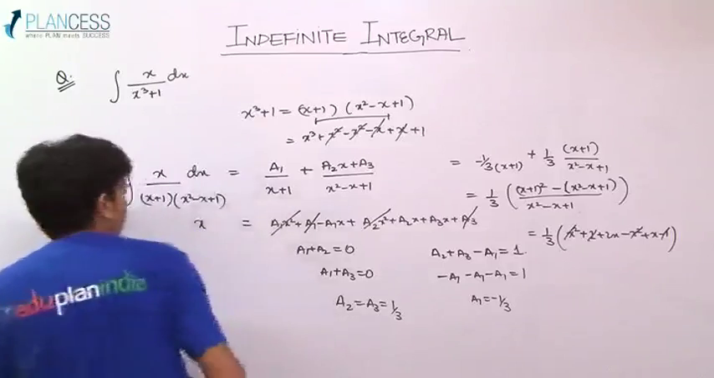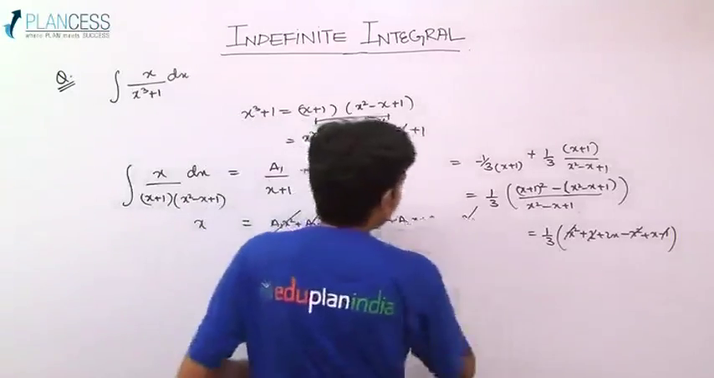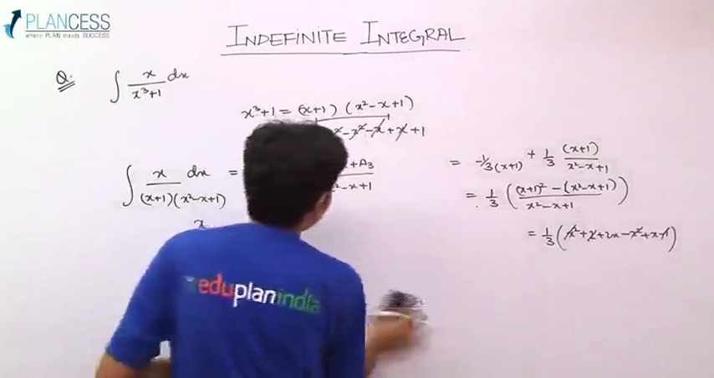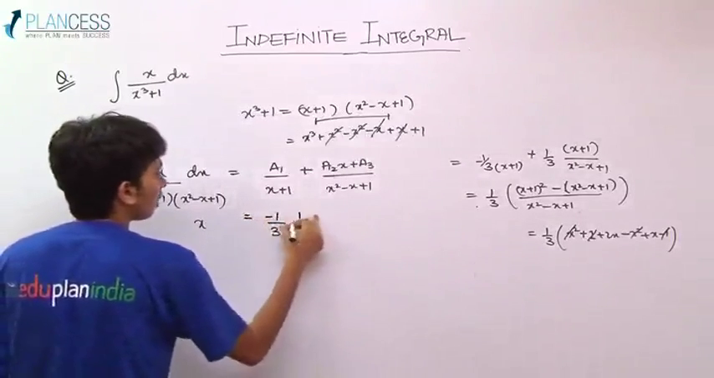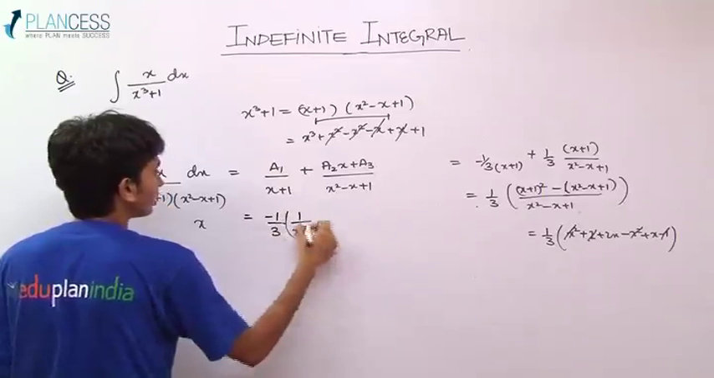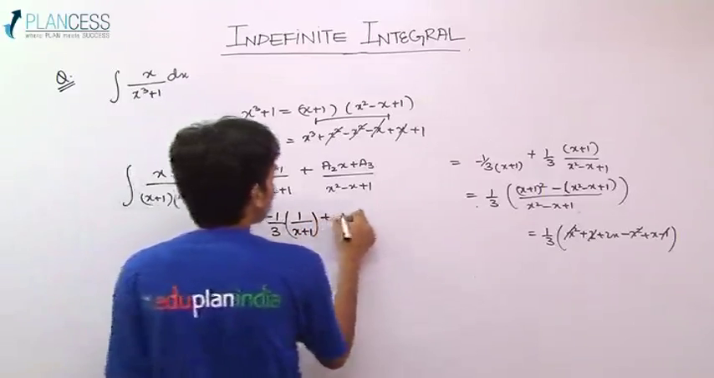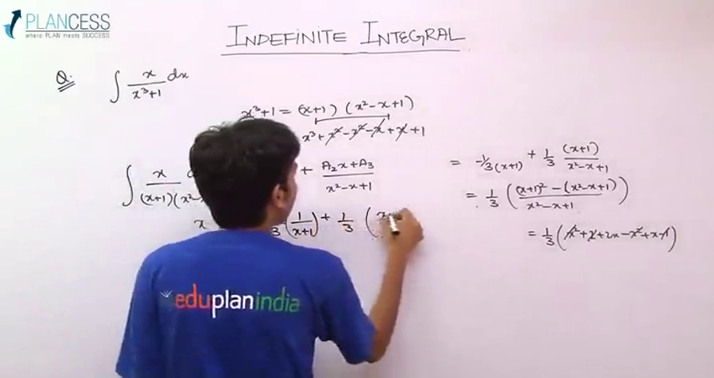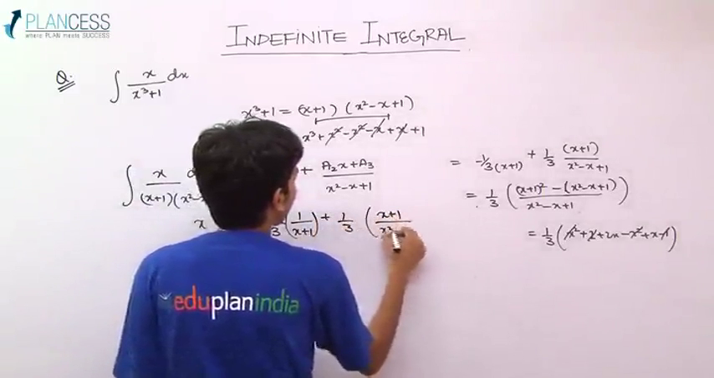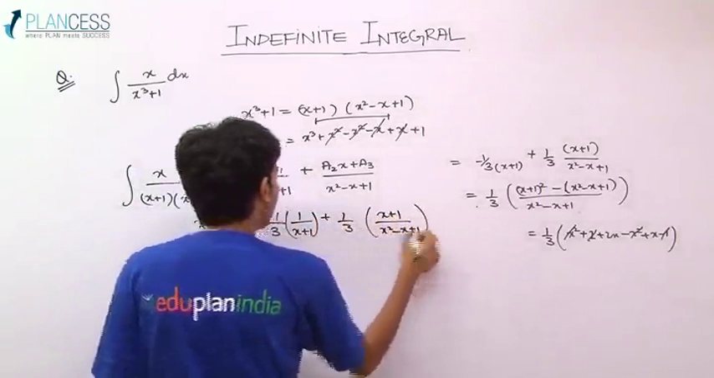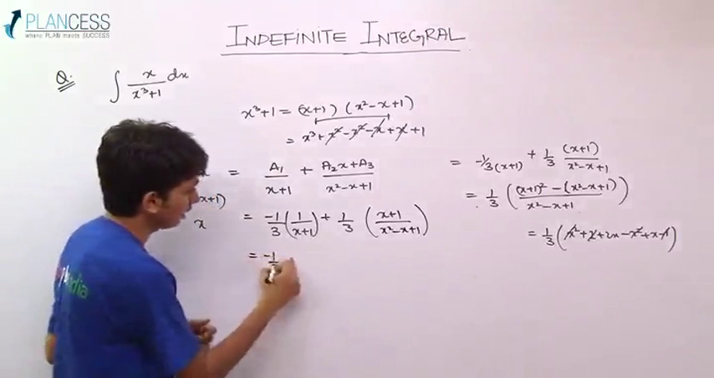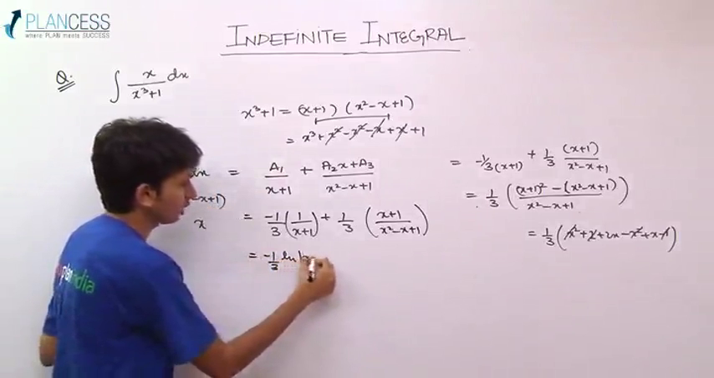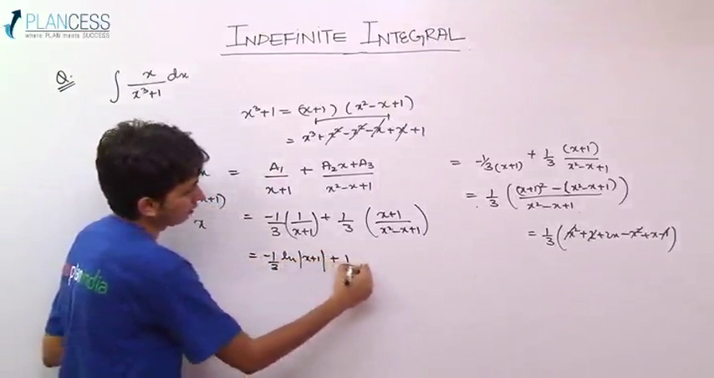So finally, with this all done, we are left with two integrals, which are basically minus 1 by 3 times 1 upon x plus 1, which is easy because it's just ln, and plus 1 by 3 times x plus 1 upon x square minus x plus 1. So this one is easy. This is nothing but minus 1 by 3 ln mod x plus 1. So what about this one?